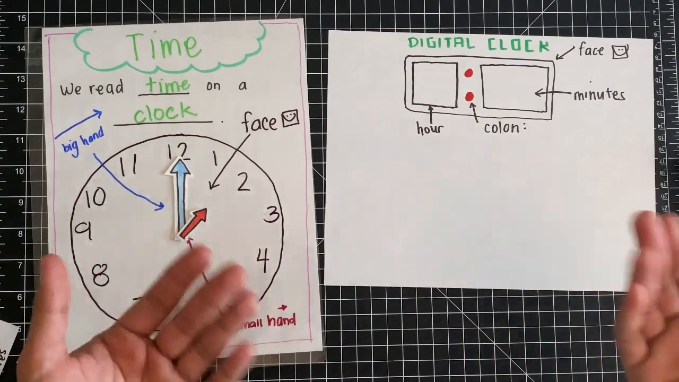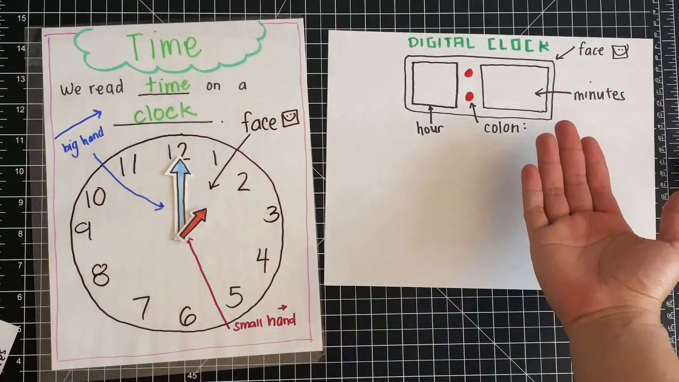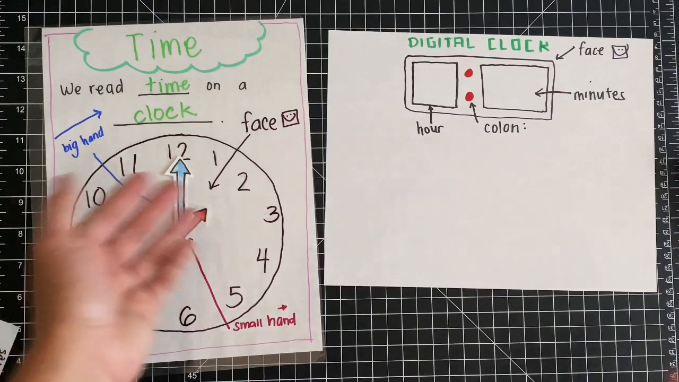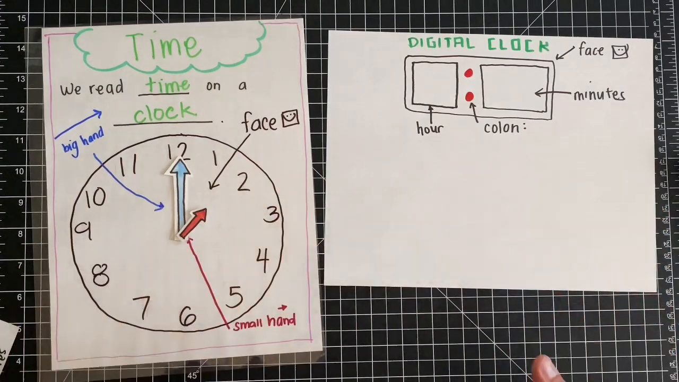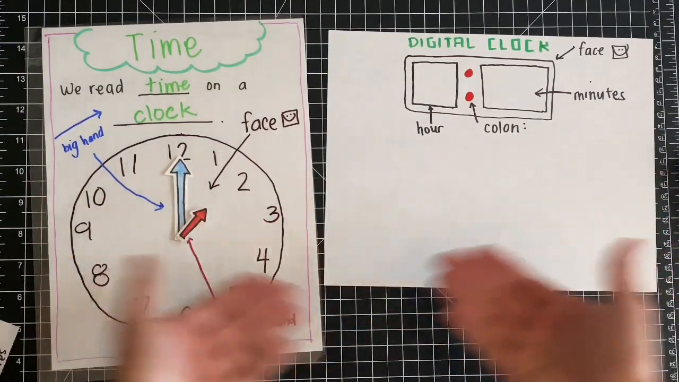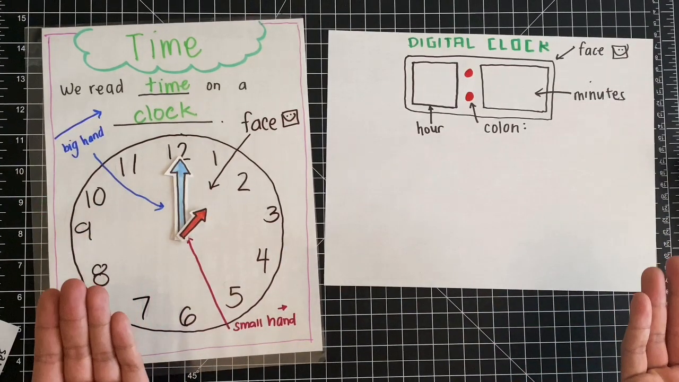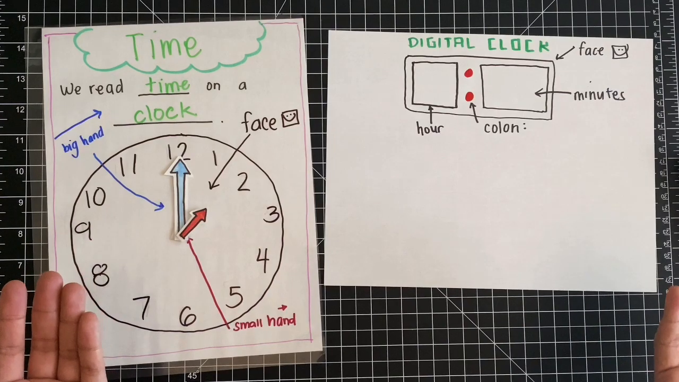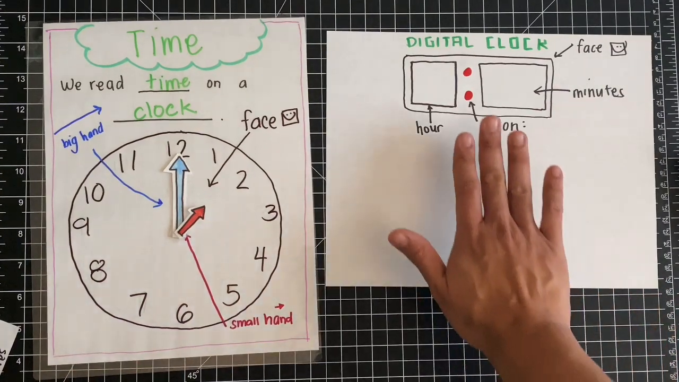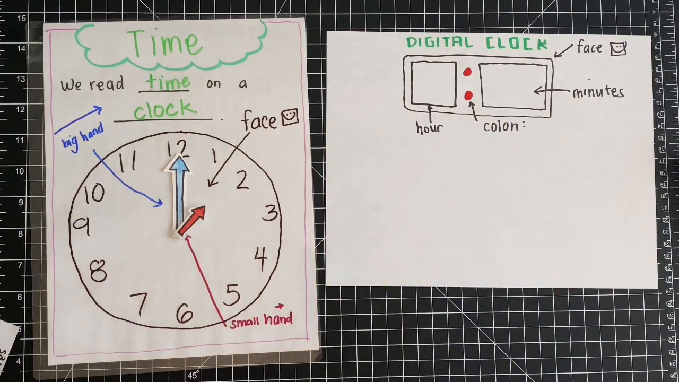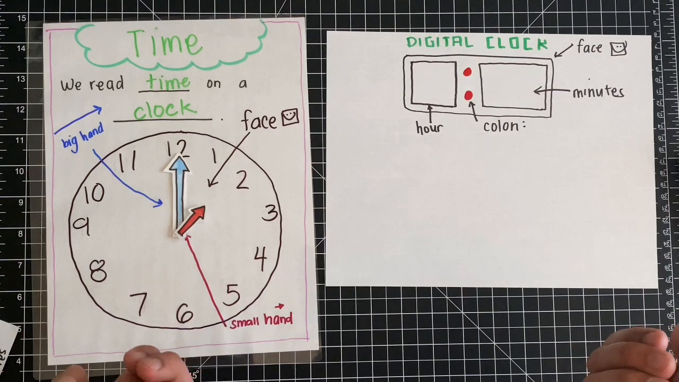There are things that are different about both a digital clock and an analog clock. But both clocks tell me the time. All right, both clocks tell me the time. So they have the same purpose. They have the same job. All right, cool. So now we know a little bit more about a digital clock. Let's start reading and writing the time on a digital clock.